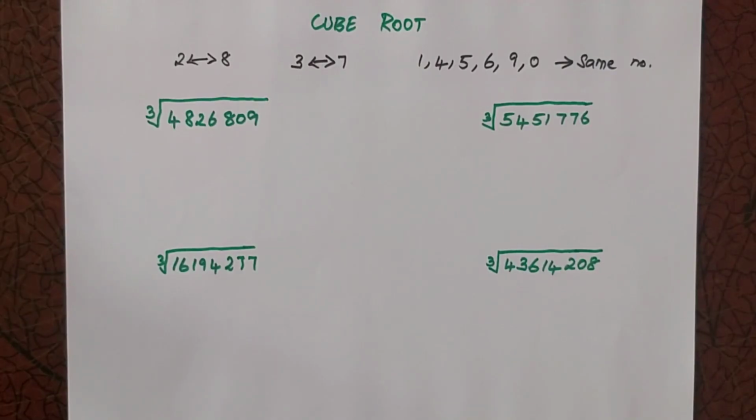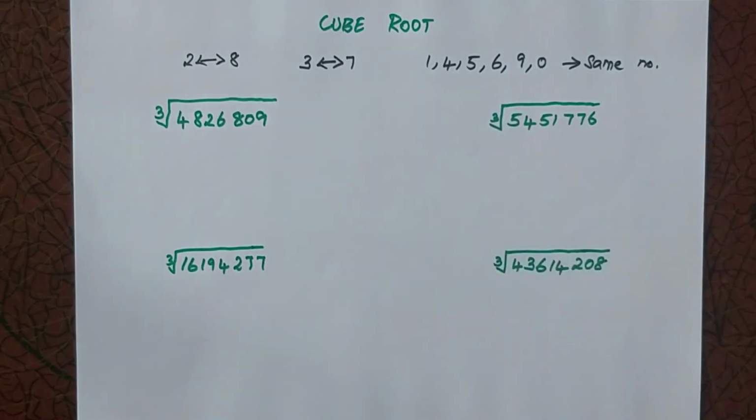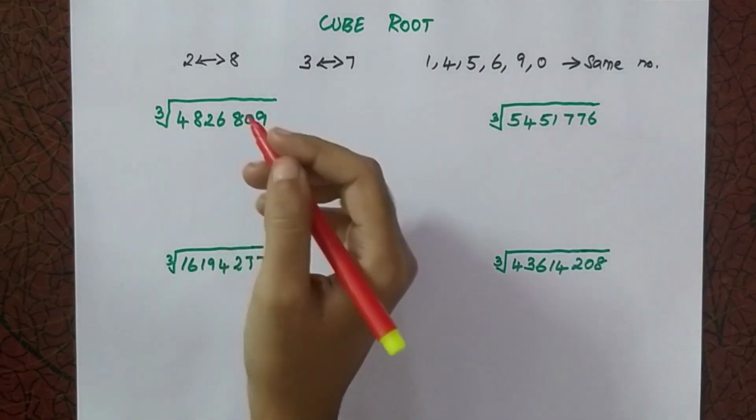In this video, we are going to see a simple trick to find the cube root of perfect cube numbers which have more than 6 digits. For less than 6 digits, please refer to my previous video, where we have already seen this part. So let's jump into the example directly.